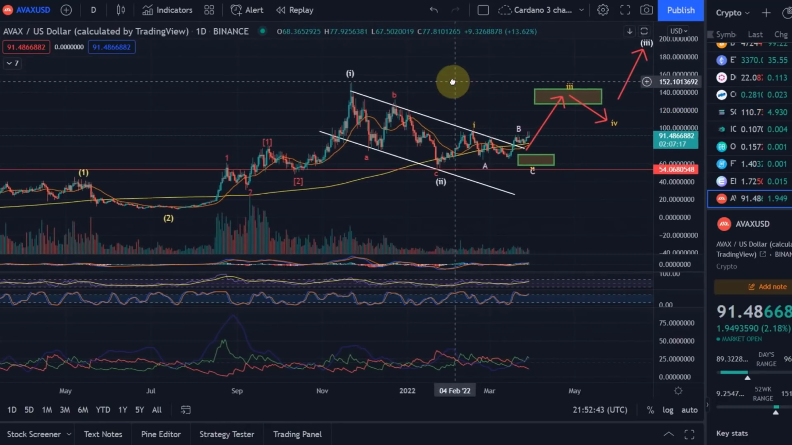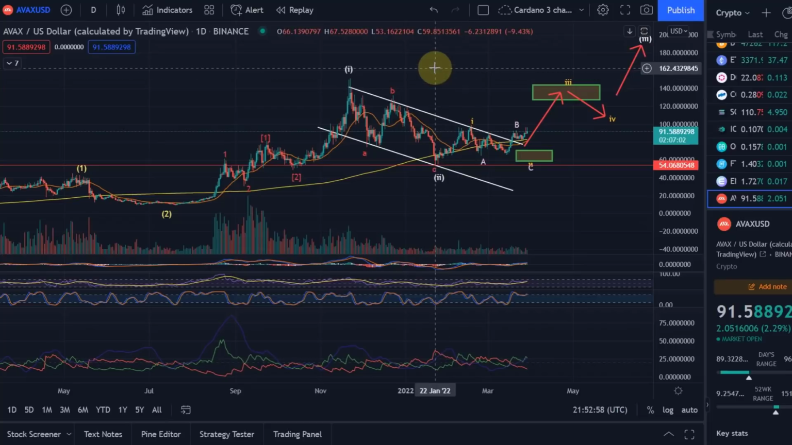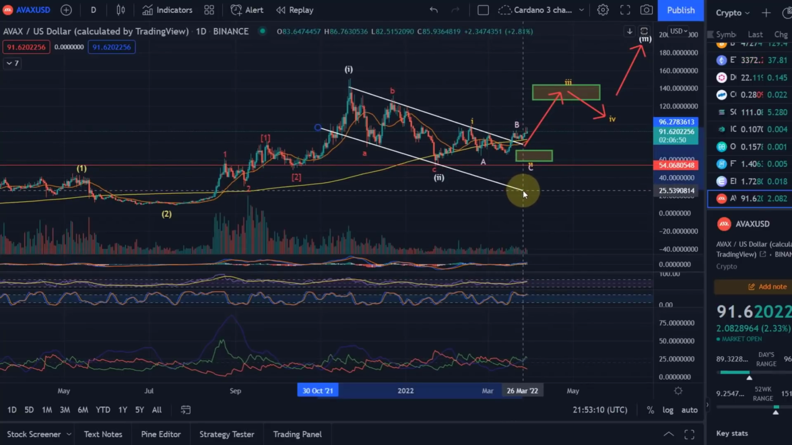AVAX chart currently really interesting. It's a rather different chart compared to many other cryptocurrencies. It seems like AVAX is not really willing to push below that $54 level at the moment. So below $54, we have significant downside potential, possibly all the way down to that lower support here of that channel.